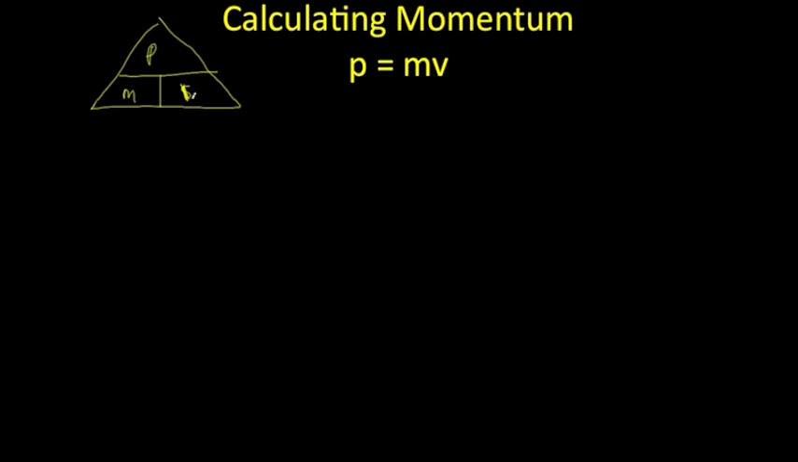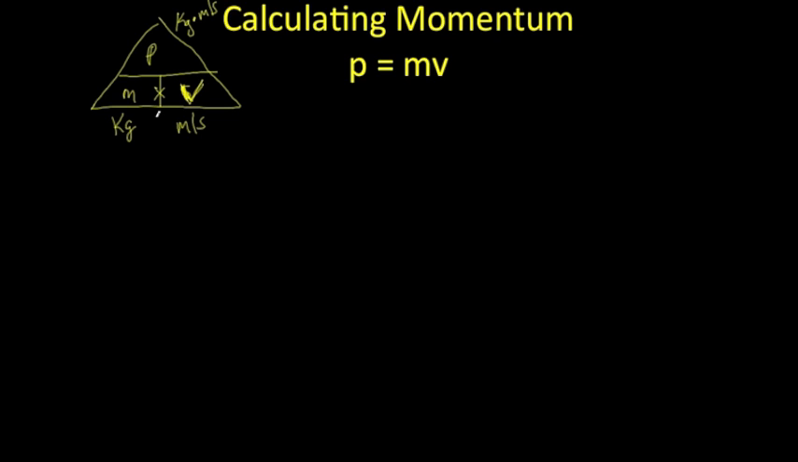Oops, got to write it down correctly. Okay, then I like to write in the units that we use for each value. Okay, because momentum we know is kilograms times meters per second, velocity is meters per second, and mass is kilograms.